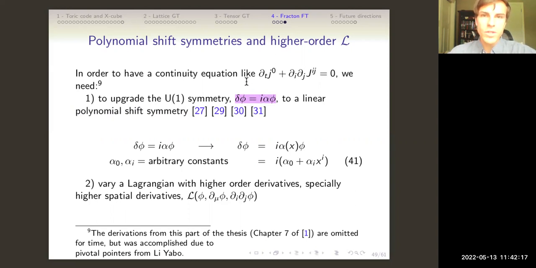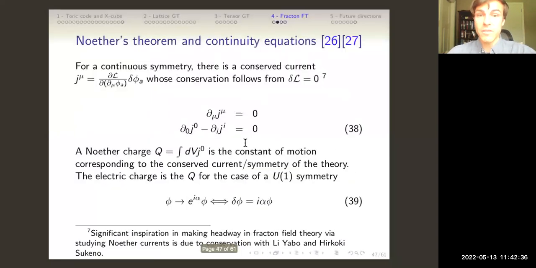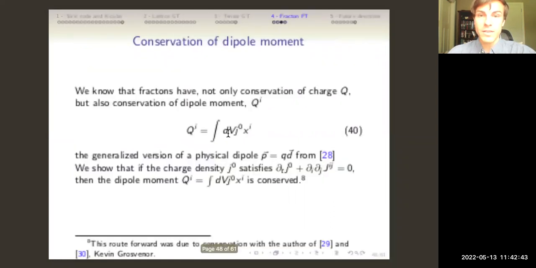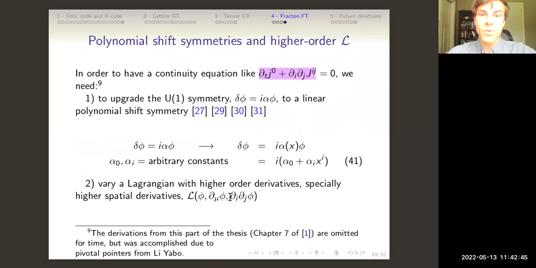And so in order to have a continuity equation that gives us conservation of dipole moment, we need to include a new symmetry, this polynomial shift symmetry, but we also need to update the Lagrangian. The same Lagrangian that would give us something like a Schrodinger Lagrangian, giving a conservation of charge due to a simple rank 1 U1 example like this, we need something with higher derivatives, notably the spatial derivatives.